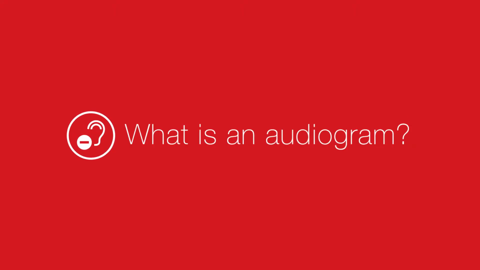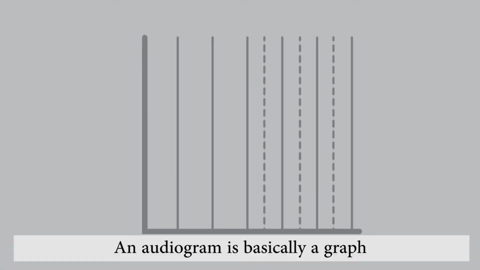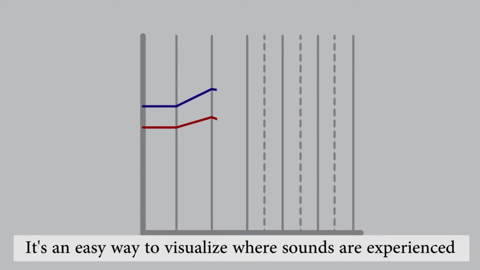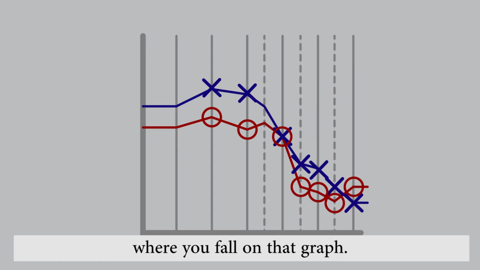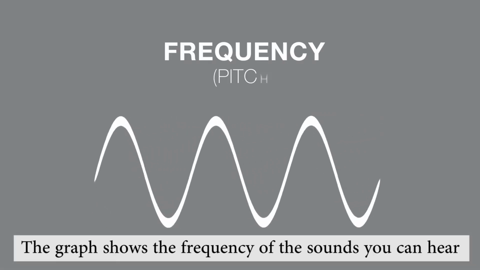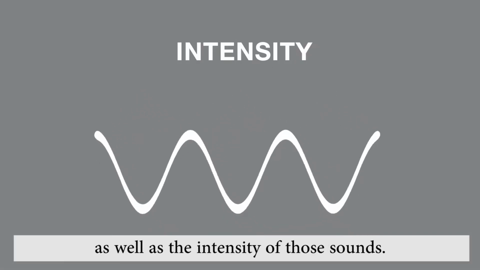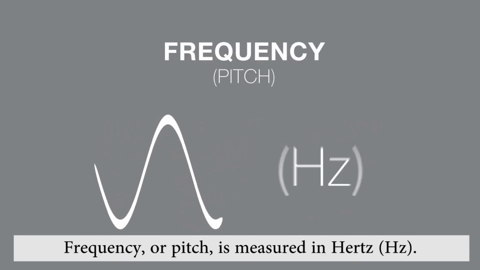So what is an audiogram? An audiogram is basically a graph that is specific to your hearing. It's an easy way to visualize where sounds are experienced, and with a simple hearing test, where you fall in that graph. The graph shows the frequency of the sounds you can hear, as well as the intensity of those sounds. Frequency, or pitch, is measured in hertz.